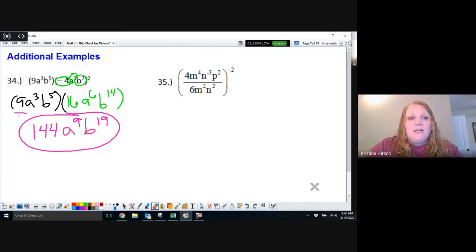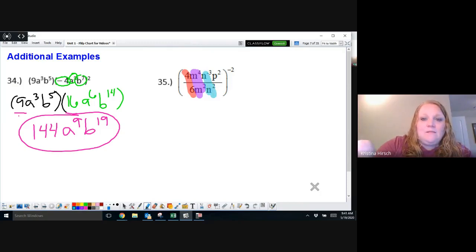All right, so last example for this lesson, we can go ahead and take care of things in our parentheses first, because we deal with parentheses and then we deal with exponents. So I'm going to go ahead and start setting that up. I'm going to have my 4 and my 6, and I'll highlight just so we can see it. I have my m's, I have my n's, and then the last one, my p's. I'm going to go ahead and deal with those.